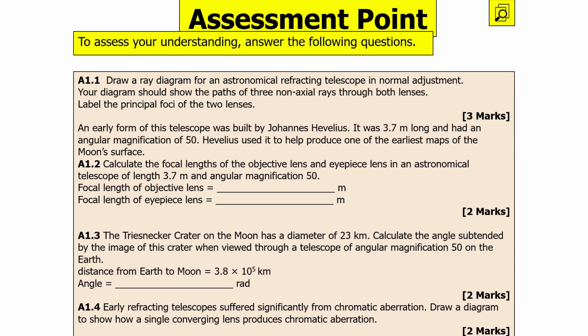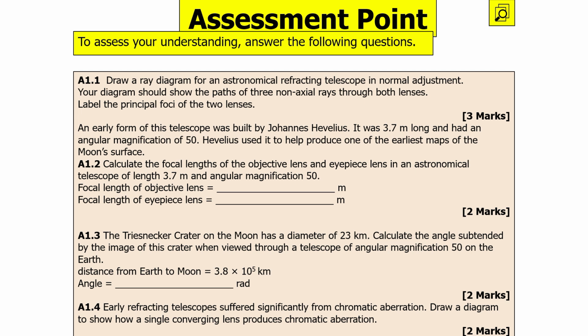The next question says, draw a ray diagram for an astronomical refracting telescope in normal adjustment. Your diagram should show the paths of 3 non-axial rays through both lenses. Label the principal foci of the 2 lenses. Then an early form of this telescope was built by Johannes Helvetius. It was 3.7 meters long and had an angular magnification of 50. Helvetius used it to produce one of the earliest maps of the moon's surface.